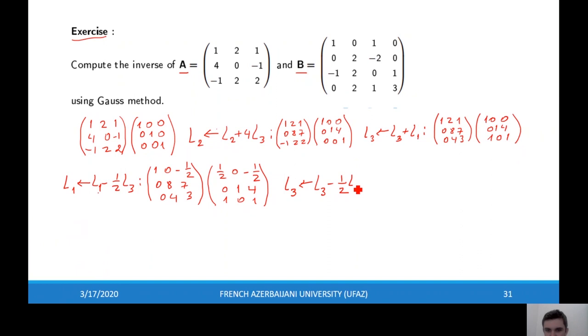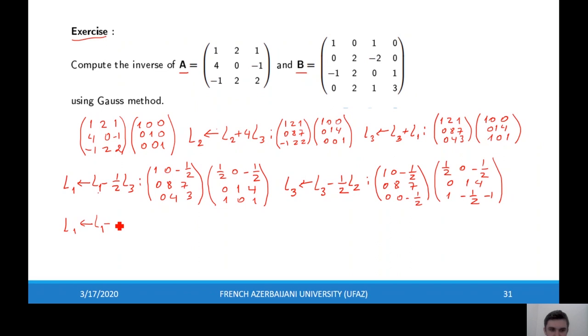Then the result will be 1, 0, minus 1 over 2, 0, 8, 7, 0, 0, minus 1 over 2, and 1 over 2, 0, minus 1 over 2, 0, 1, 4, 1, minus 1 over 2, minus 1. As you know, all of the elements except the diagonal elements must be 0. Here instead of the first line, we write the first line minus the third line.